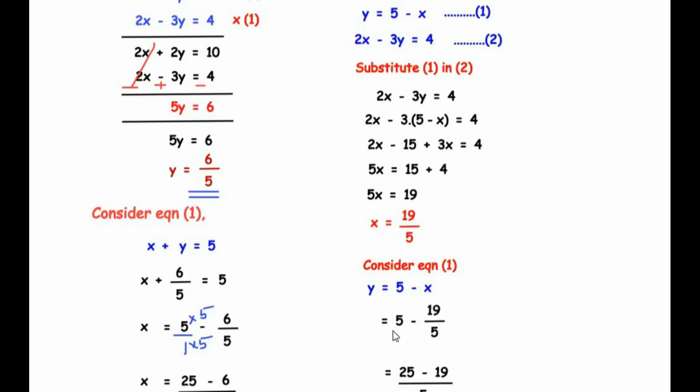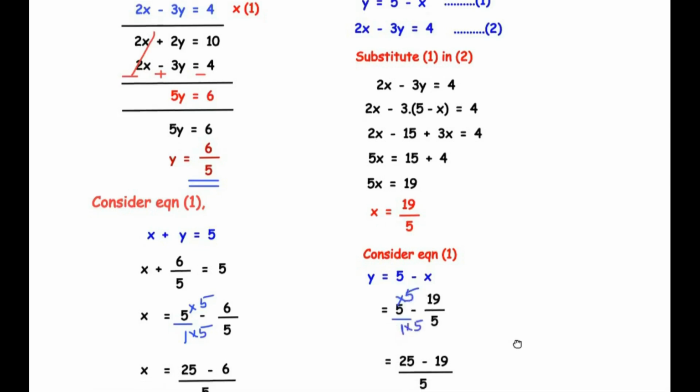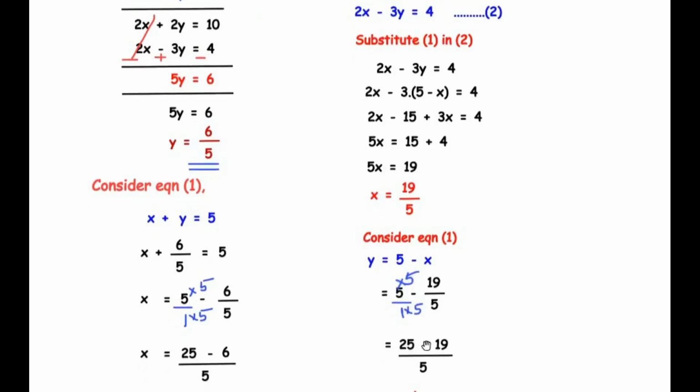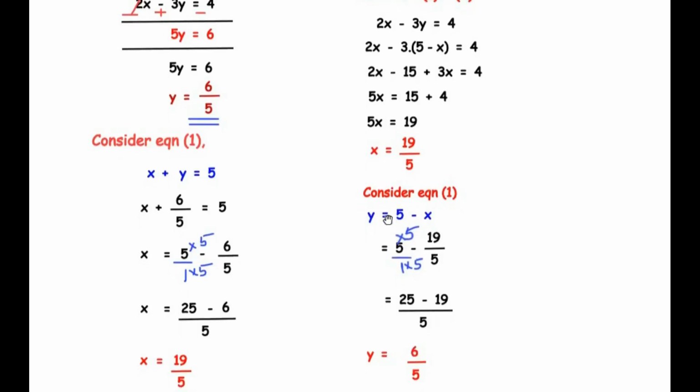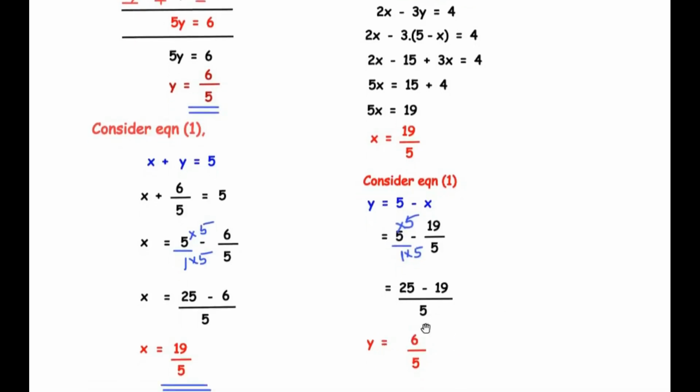Now here 5 can be written as 5 over 1, and here we are going to try to get a common denominator. So we are going to multiply 5 by 5, that is this number, and 1 also by 5. So we get 5 times 5 as 25 minus 19, now over a common denominator, which is 5. Now 25 minus 19 gives us the value as 6. So the value of y here is going to be 6 over 5.